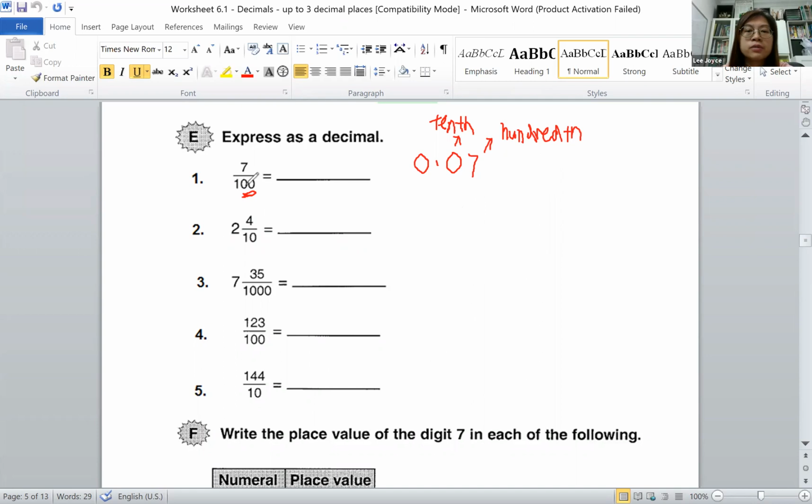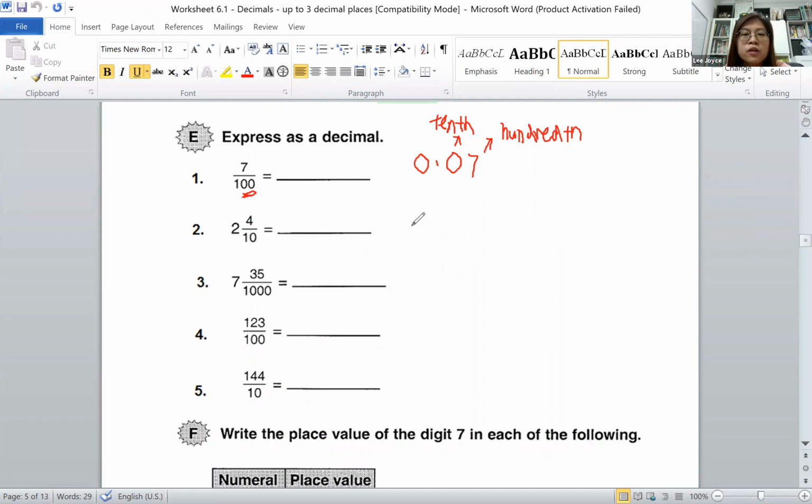Okay, the number of zeros after, as a number of zeros in the hundreds or the thousand, and then you just put the number accordingly. So if it's 100, there will be two digits after the decimal point. All right, can? Okay, so what about 2 whole 4 over 10?